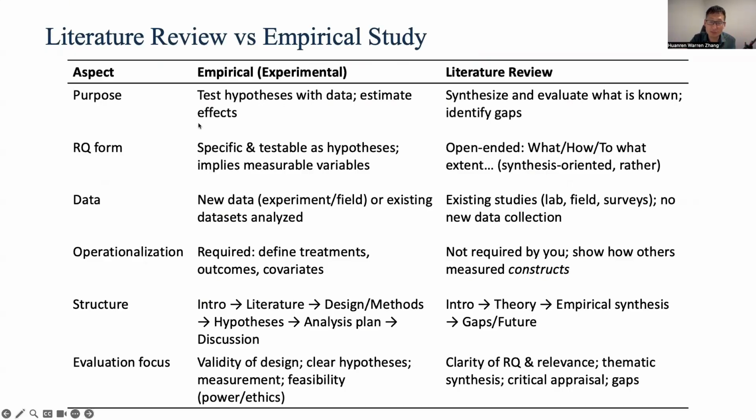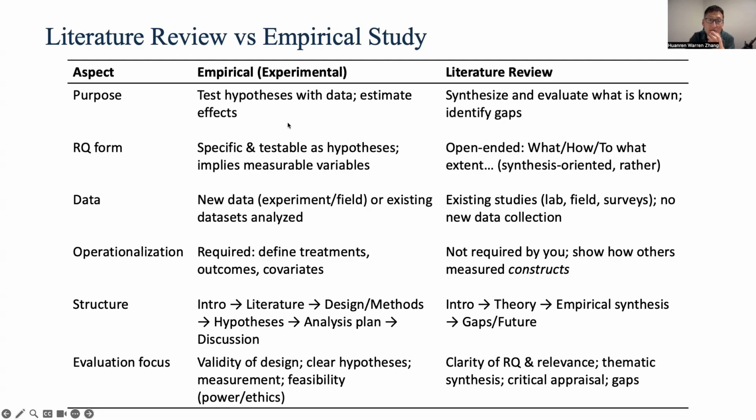For an empirical study, the purpose, as we mentioned before, is to test hypotheses with data to estimate effects, while the purpose of a literature review is to synthesize and evaluate what is already known, right? And then identify gaps. The research question form for an empirical study is specific and testable as a hypothesis. It should imply some measurable variable. And for a literature review, the research question form is open-ended. Instead of asking a yes or no question, you should ask a question like how or to what extent. And it should be synthesis oriented rather than a yes or no question.